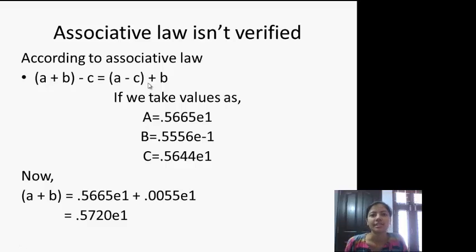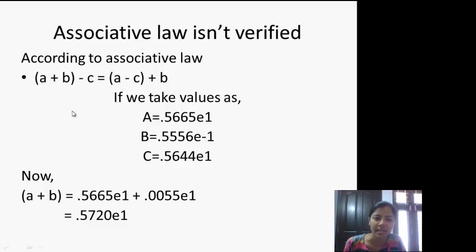Now, the associative law, which is something like a universal law, is not verified by floating point representation. That is, a plus b minus c is equal to a minus c plus b, according to the associative law. If we take the values of a, b and c as nearly equal values like 0.5665, 0.5556 and 0.5644, and compute the LHS, that is a plus b minus c.